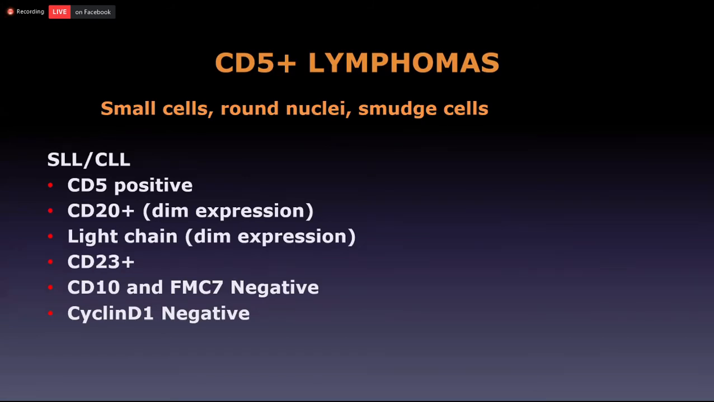The CLL-SLL has small cells, round nuclei, and generally they have smudge cells in the background. And by phenotype, they do show CD5 positivity. The CD20 characteristically shows dim expression, and so does the light chain. CD23 is positive. CD10 and FMC7 are negative, and cyclin D1 is negative. And this cyclin D1 and CD23 tend to differentiate it from the other CD5 positive lymphoma, that is mantle cell lymphoma.